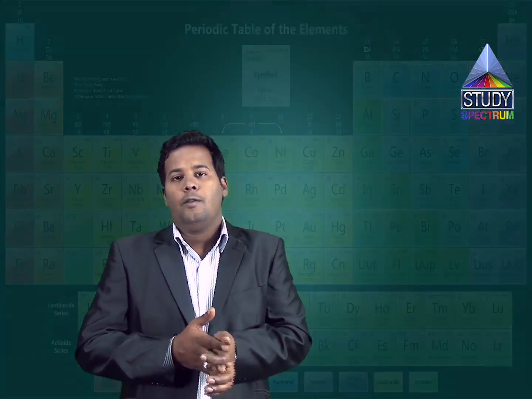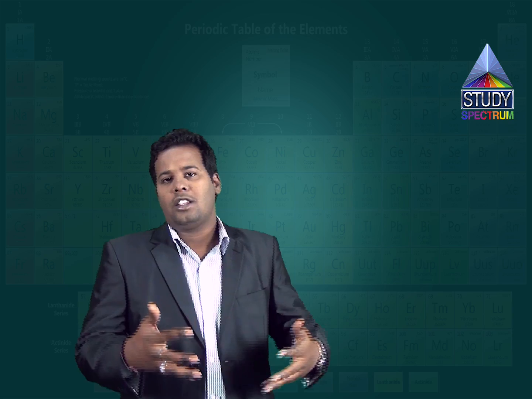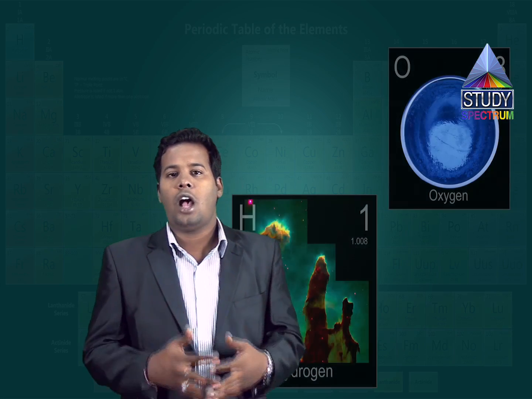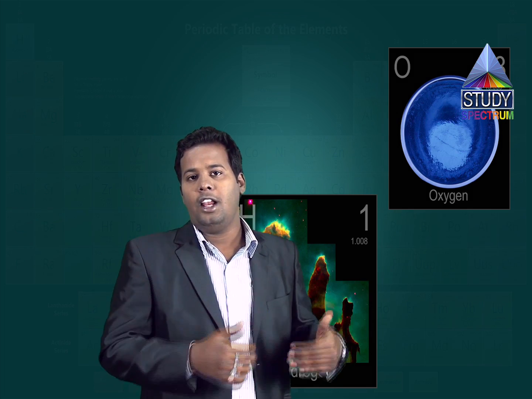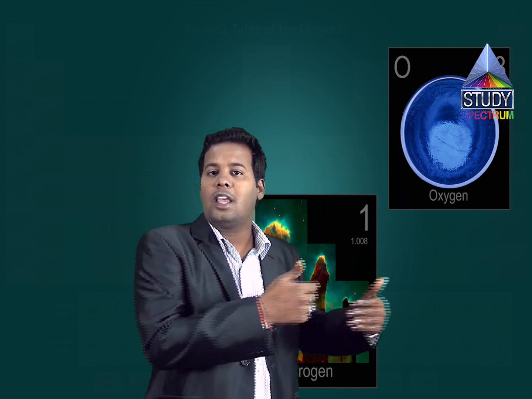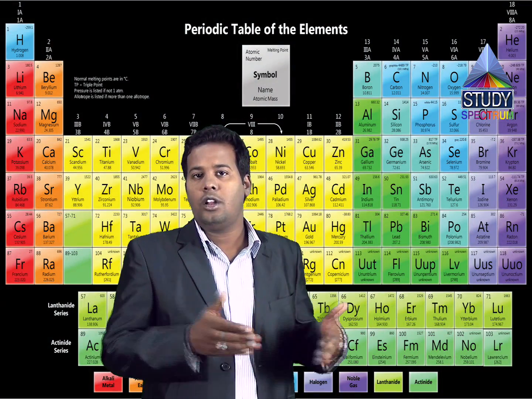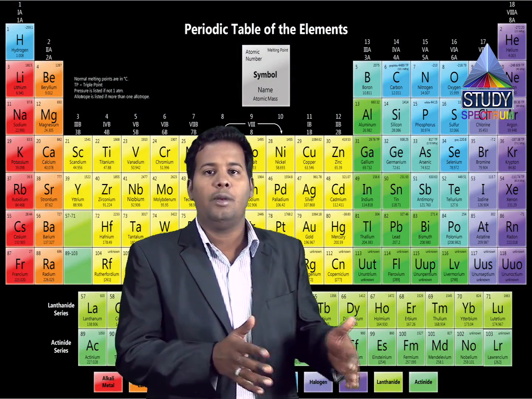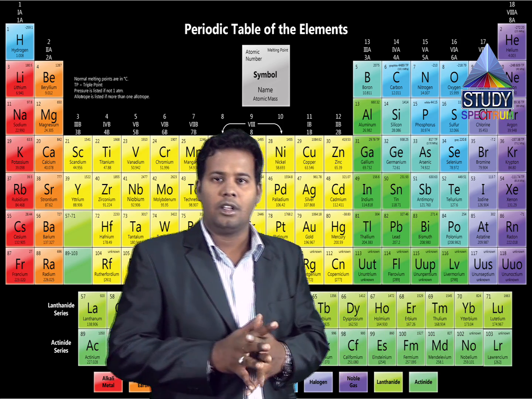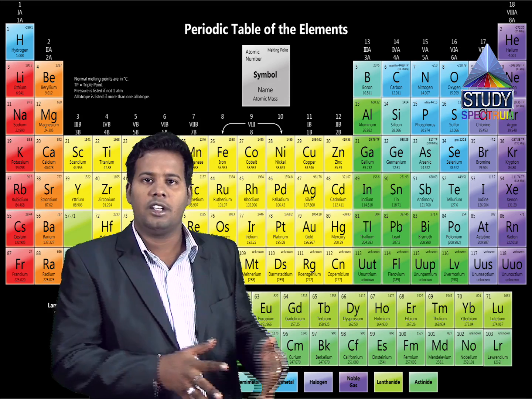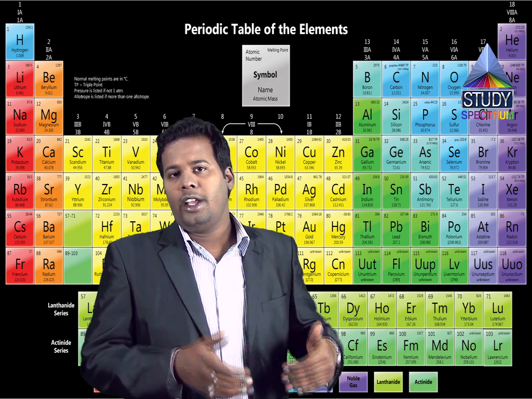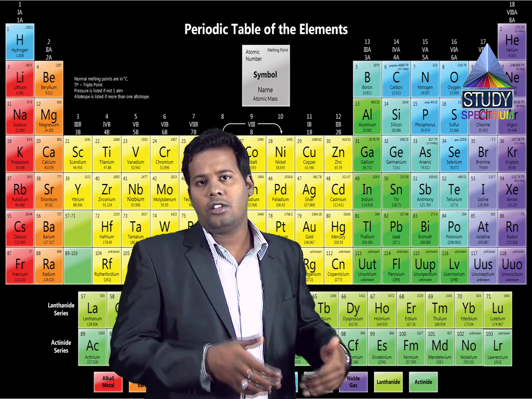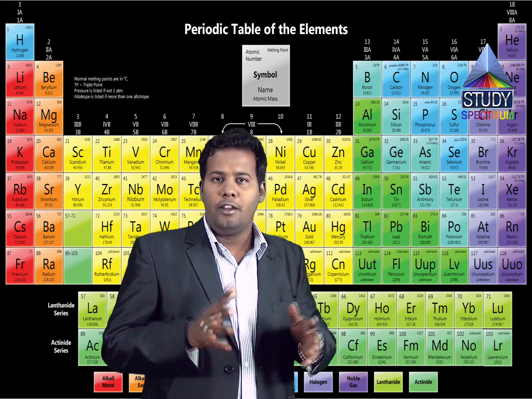Now, when he was trying to classify elements, he used hydrogen and oxygen to form compounds with different elements to analyze the chemical properties of different elements. Why? Because hydrogen and oxygen are highly reactive, and they are able to react with all the elements, the 63 elements present at that time.